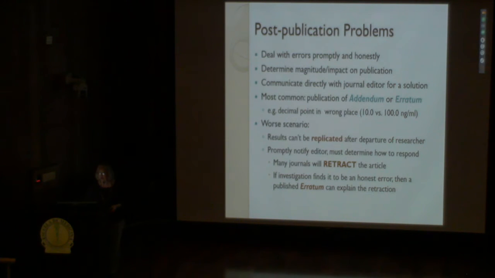But then always communicate with the editor. Listen, I found this problem, this error, after publication. How do I address it? It may be something simple that can be done with an addendum or an erratum. Nowadays, you find a lot of them, right? Usually they're in a little part of the journal, just a little far away, and nobody really looks at it, but it's published. At least it was done.